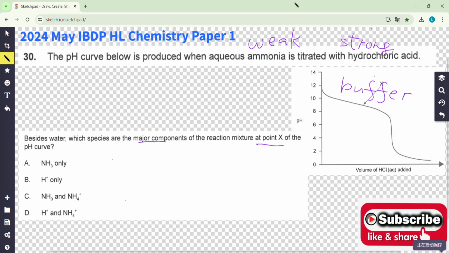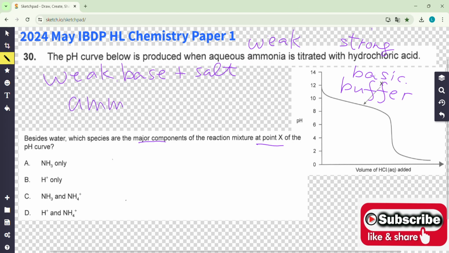You remember, it's a basic buffer solution, not an acidic one. So it should be the weak base and its salt. Both exist, with quite an amount. So look at the question. Apply this to our scenario. Ammonia is the weak base, so ammonia is there.